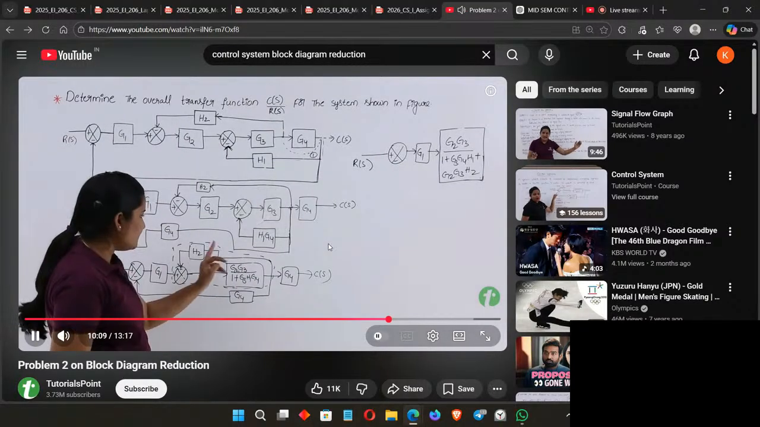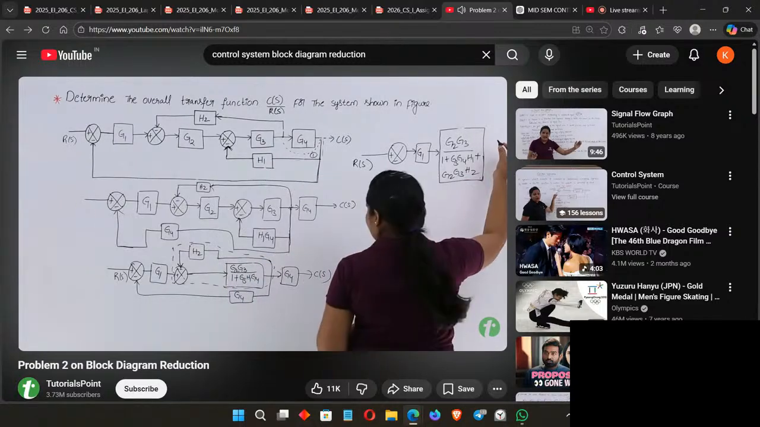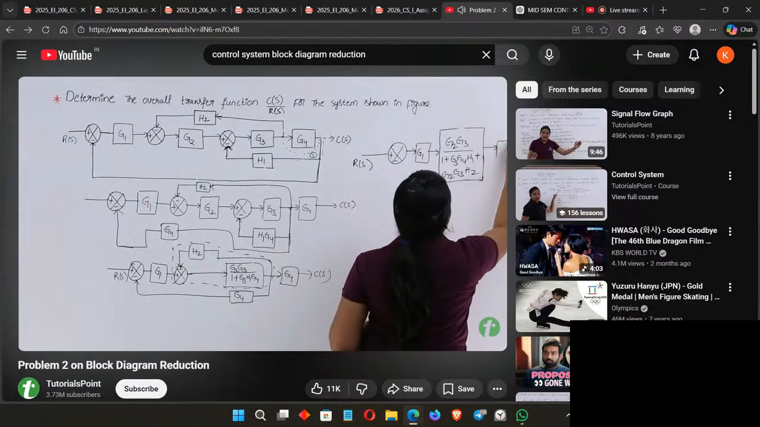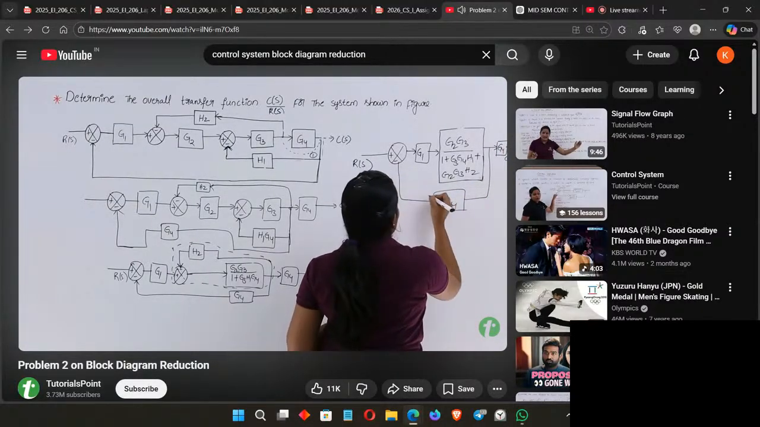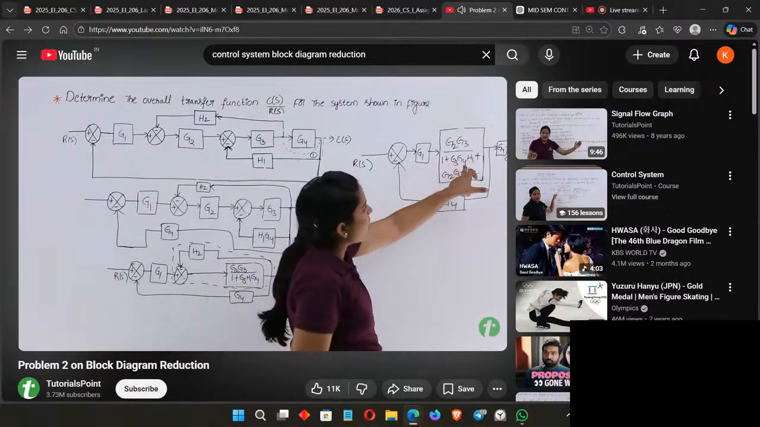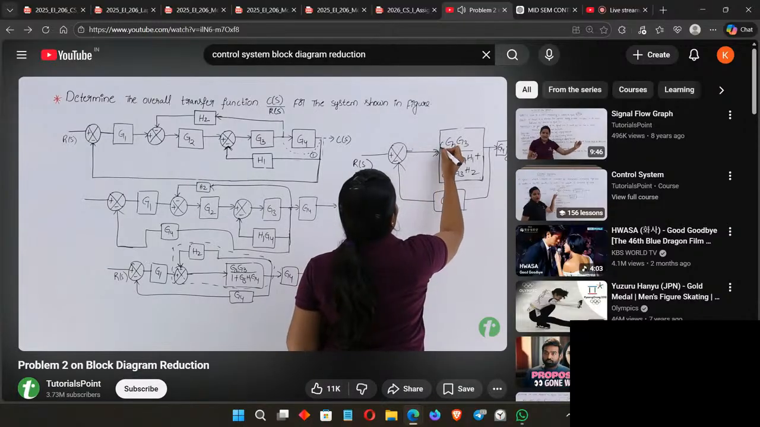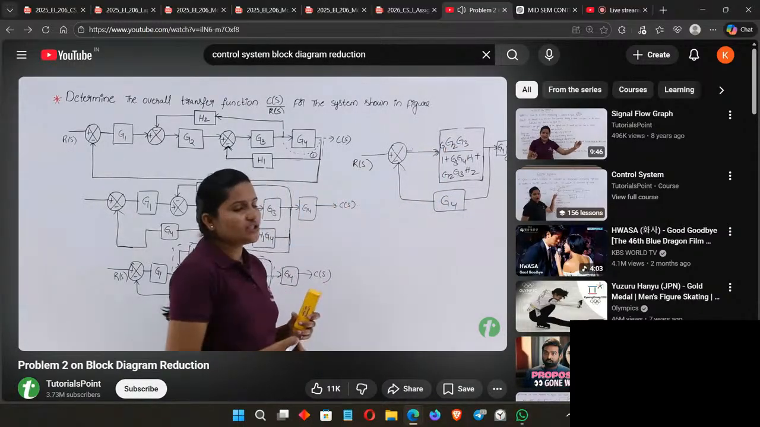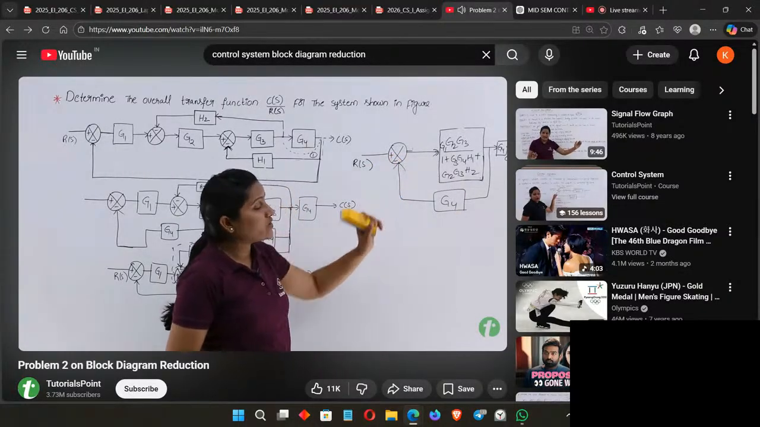I reduced this feedback path, and I'm having this G4 and then this feedback. So I'm having this G4 and C(s), and here I'm having another feedback G4. This is my reduced block diagram up to now. You can see these two blocks are in series. We can take out this block and make it a single block by multiplying G1, G2, G3. And here this block is in feedback, which is also negative feedback.